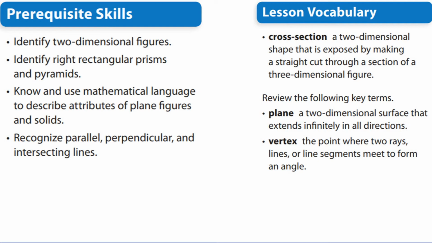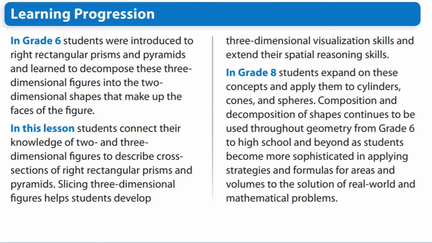Lesson vocabulary. Cross-section. A two-dimensional shape that is exposed by making a straight cut through a section of a three-dimensional figure. Review the following key terms. Plane. A two-dimensional surface that extends infinitely in all directions. Vertex. The point where two rays, lines, or line segments meet to form an angle.